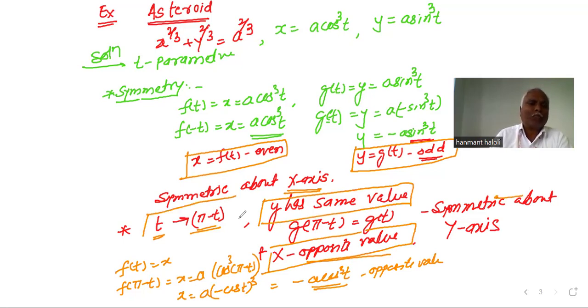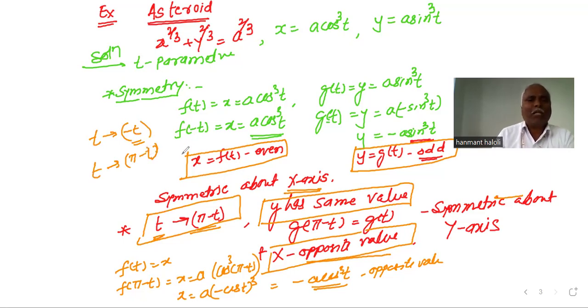This is the second test for the y testing: replace t by pi minus t. Once you put t equal to minus t, and the second time put t equal to pi minus t. These are the two tests for the symmetry about the axes. Now we got that this curve is symmetric about both the axes.